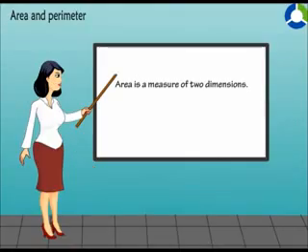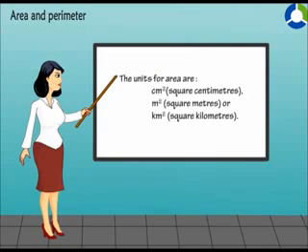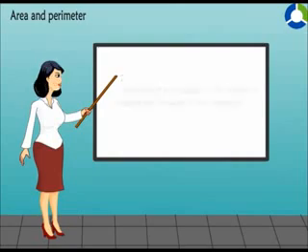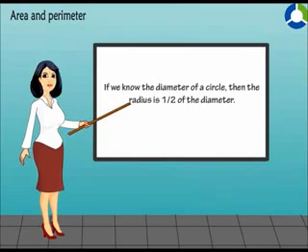Area is a measure of 2 dimensions. The area of a 2-dimensional shape is the amount of surface it covers. The units for area are square centimeters, square meters, or square kilometers. The perimeter of a rectangle is the distance around the outside of the rectangle. If we know the diameter of a circle, then the radius is half of the diameter.